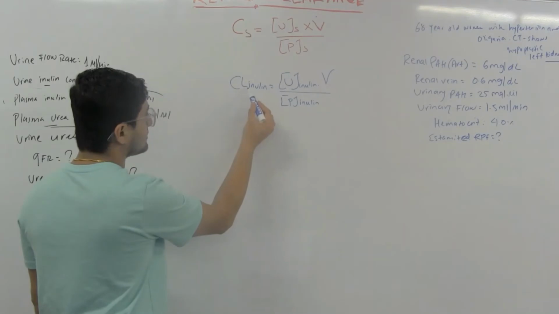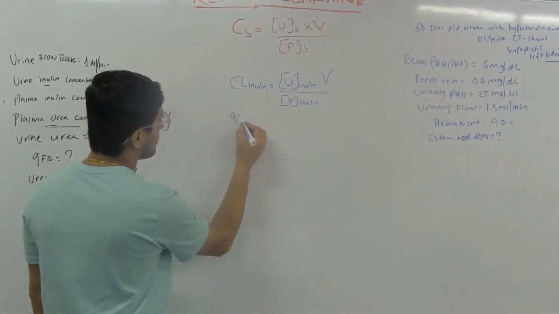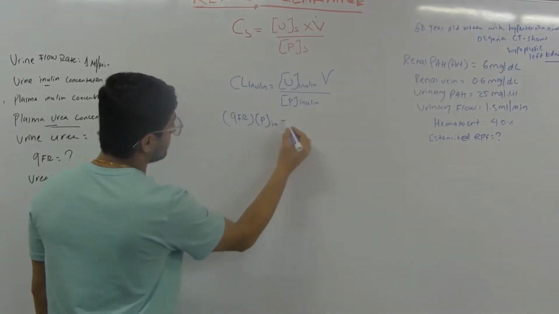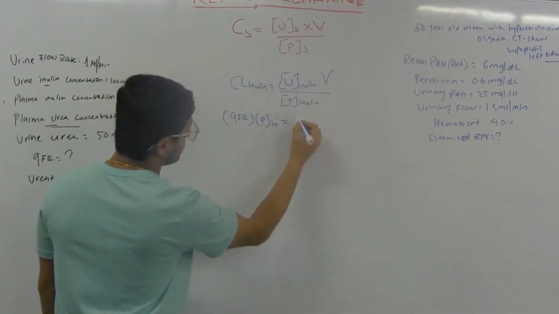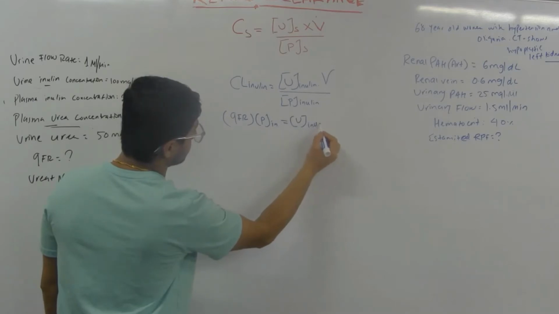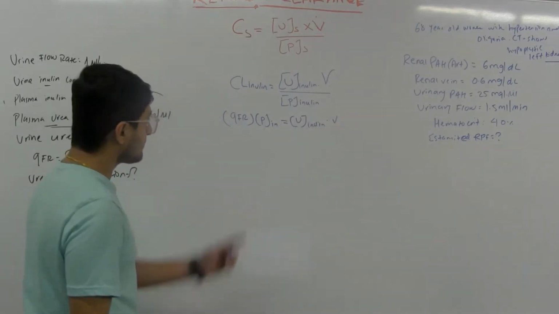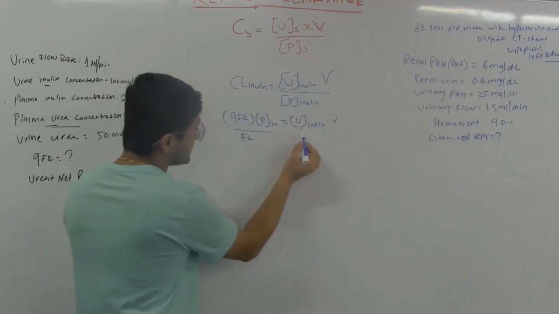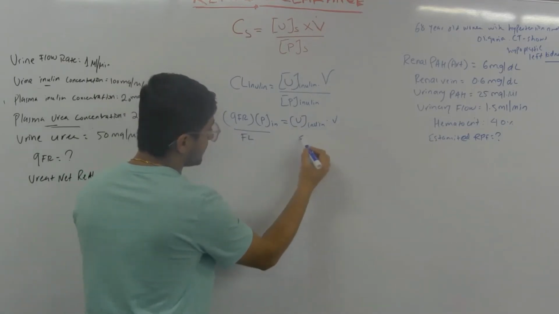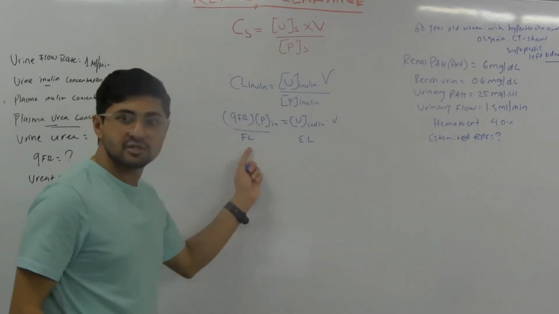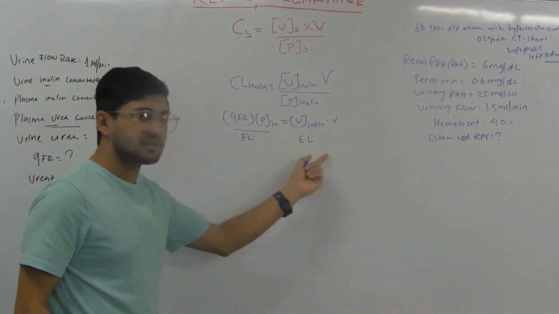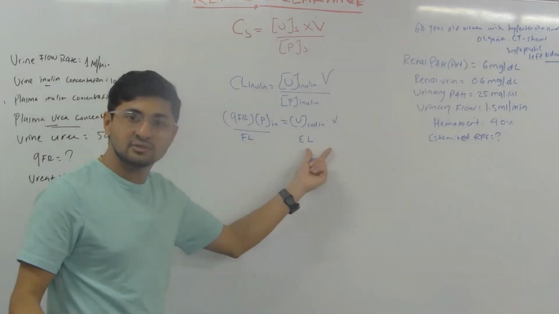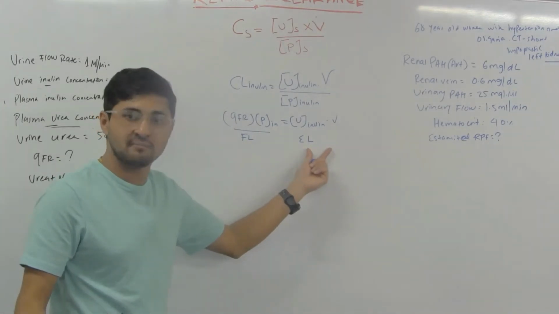So instead of writing clearance of inulin, I can write GFR times plasma inulin, which equals the urinary inulin times the volume. This GFR times plasma we call the filtered load, and this U inulin times volume we call the excretory load, or excretion rate. This is what filtered load and excretion load basically mean. Whenever a rate is used, we're talking about time.